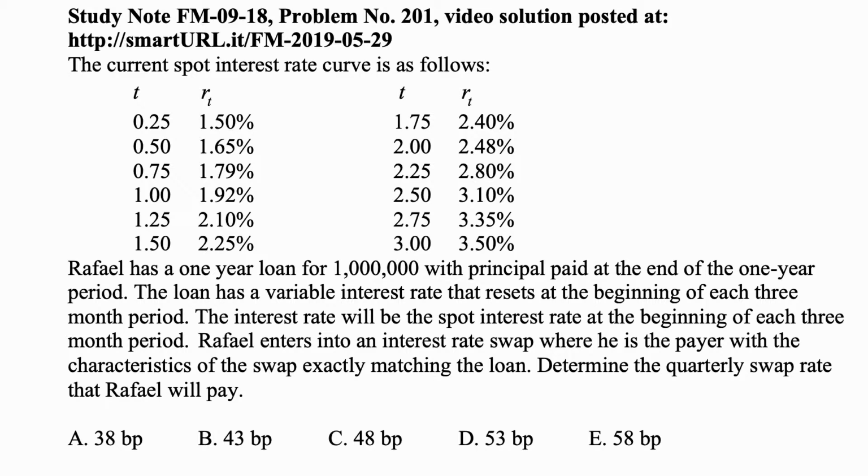Here's a problem for today for exam FM on financial mathematics. The current spot interest rate curve is as follows, and you have interest rates for a quarter of a year, half a year, 3/4 of a year, 1 year, 1 1/4 year, 1.5 years, 1.75, 2, 2.25, 2.50, 2.75, and 3.